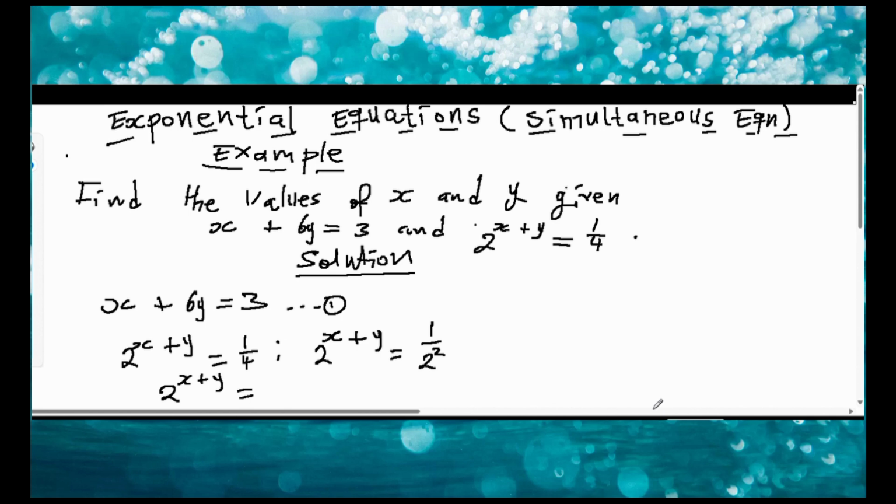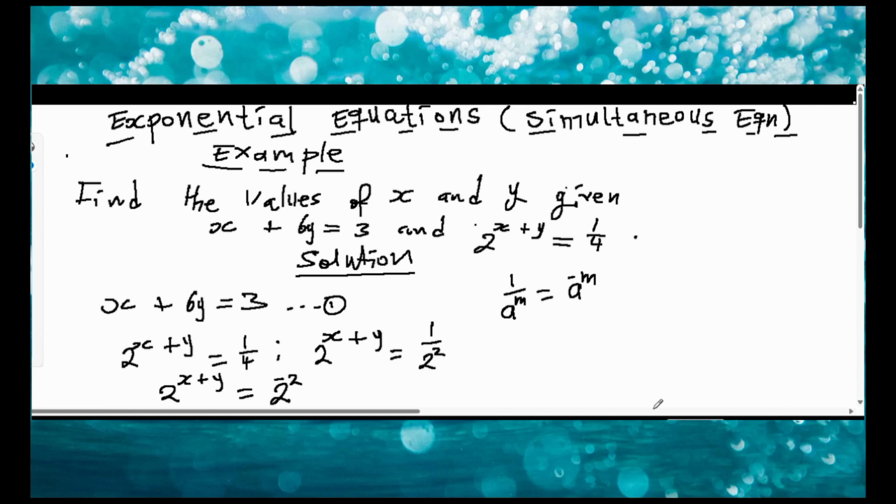From this we can write x plus y equal to, instead of 1 over 2 raised to the power 2, you can write it as 2 raised to the power minus 2. From indices, 1 all over a raised to the power m is going to give us a raised to the power minus m, right? So we have our 1 over 2 raised to the power 2 written as 2 raised to the power minus 2.